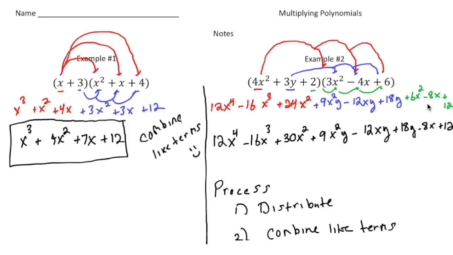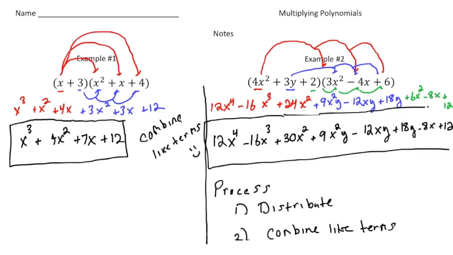And then the green shows what happens when you multiply the 2 times the 3x squared, the 2 times the 4x, and the 2 times the 6. And then just like the previous problem, you finish it by combining the like terms. So after I combined all the like terms, this is the mess we end up with right here. This big expression. And that's our answer.